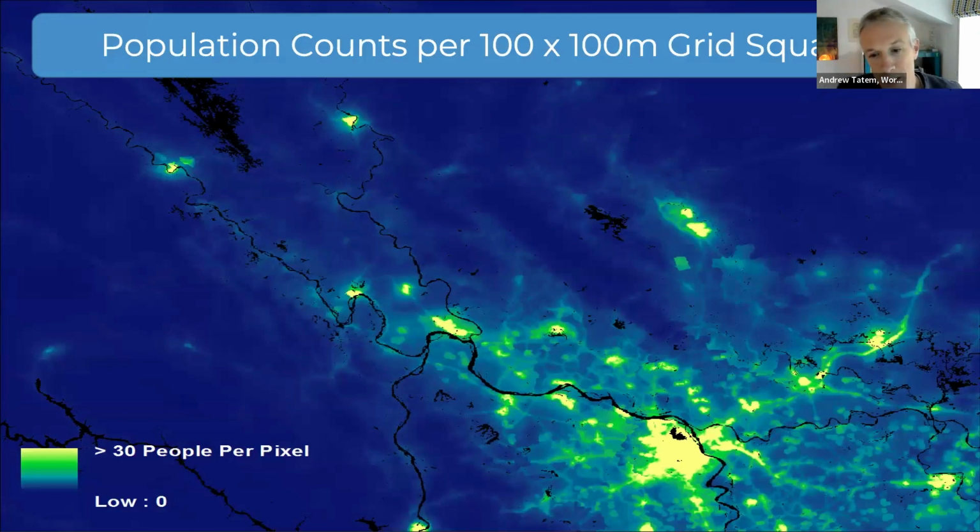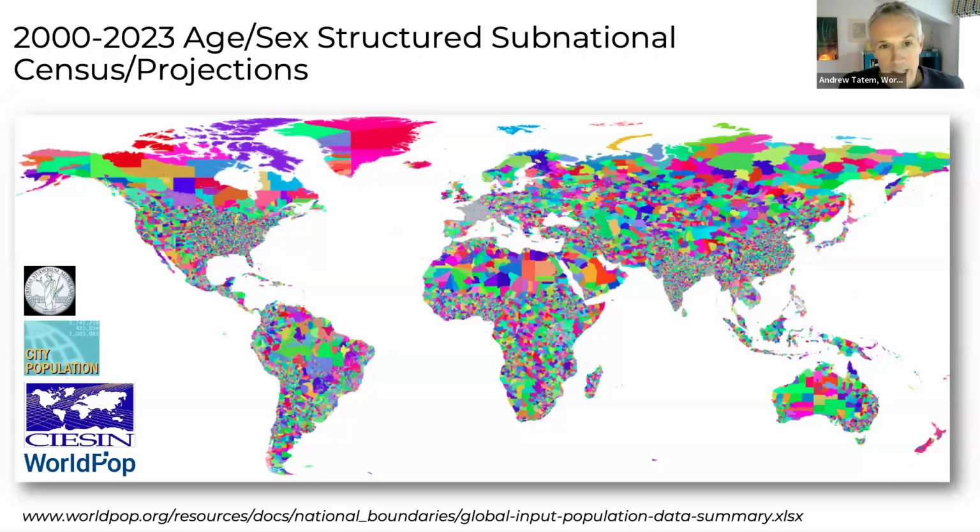And so, within the analysis we're presenting here today, we're making use of global data sets that we've produced. We see the next slide that involve an assembly of age and sex structured subnational census data, official estimates, projections across the world. And we're right in the middle of a process at the moment of collecting millions more of these units from the 2020 round of censuses. But this gives us aggregate counts across the entire world.